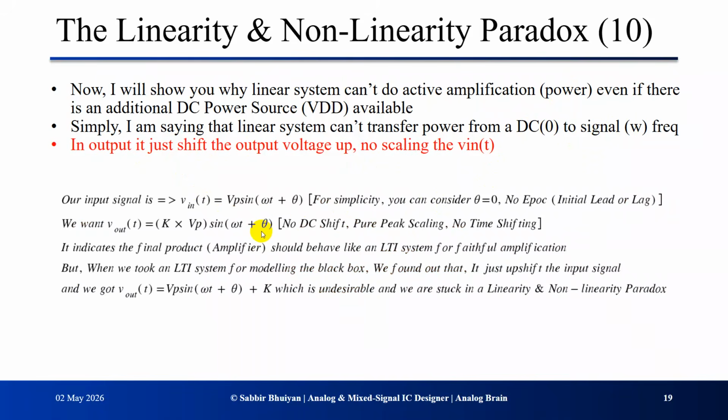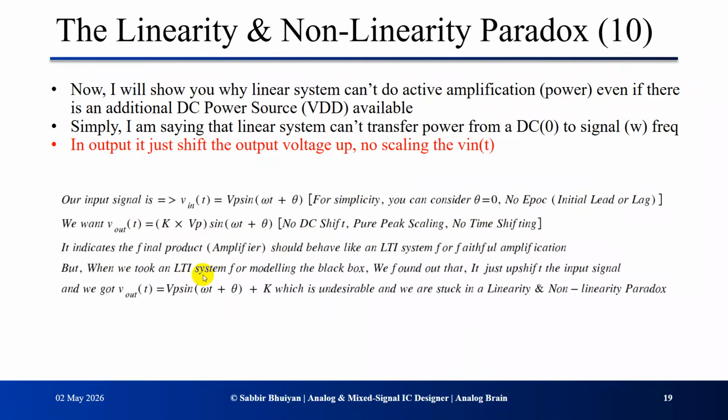Let's be clear, our input signal is v in of t equals Vp sine omega t plus theta. For simplicity, you can consider theta equal to 0, no epoch, no initial lead or lag. We want v out of t equal to some constant k times Vp sine omega t plus theta, but we don't want any type of DC shift. We want pure peak scaling, no time shifting. It indicates the final product amplifier should behave like an LTI system for faithful amplification.